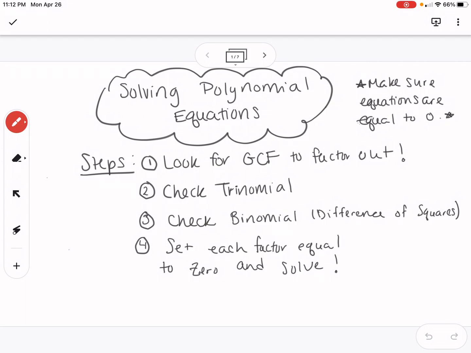And then your first step should always be to look for a GCF, or greatest common factor, which means the biggest number that all the numbers can be divided by. Then you're going to check, once you factor that out, if what's in the parentheses is a trinomial or a binomial. If it's a trinomial, you'll use the method with the blanks. If it's a binomial, you're going to look for a difference of squares. Once you have it factored as much as possible, then you'll set each factor equal to 0 and solve.